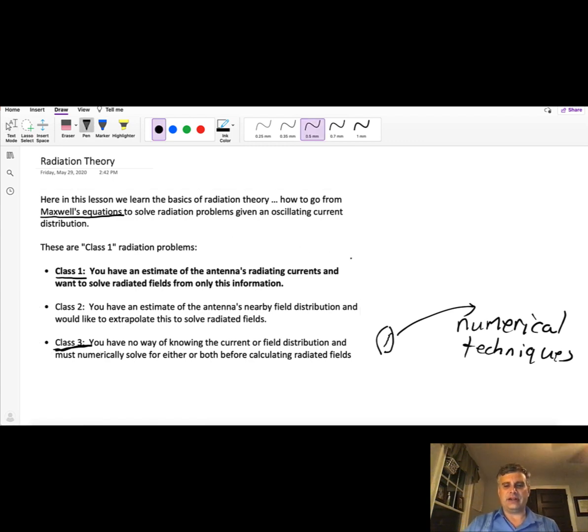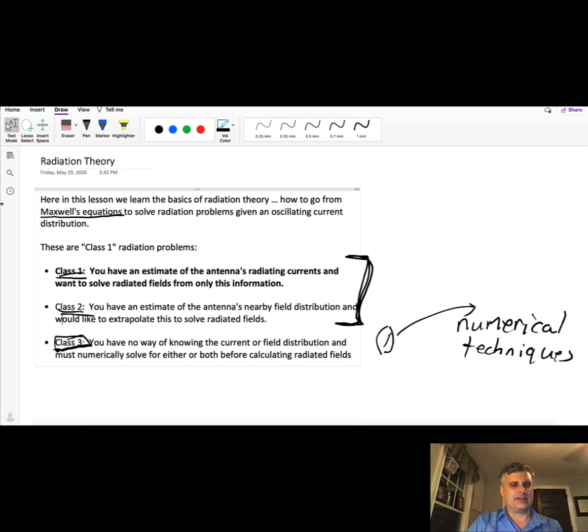However, you can glean a surprising amount of intuition from studying the first two types of antenna problems. And you can also double check the computer in class 3 with that kind of knowledge to figure out if the computer is lying to you, which it sometimes does. So building intuition in class 1 and class 2 problems is extremely important.